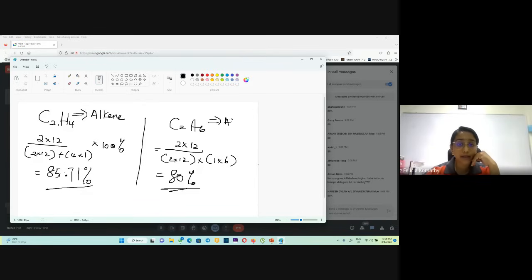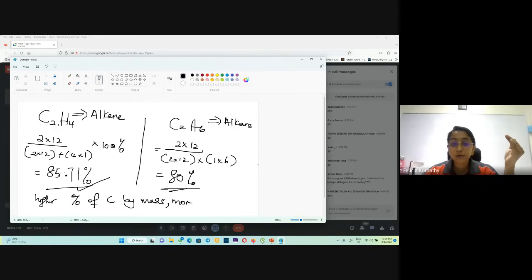This is alkane. So who having higher percentage of carbon? Alkene yang ada higher percentage of carbon kan? Because of higher percentage of carbon by mass, you have to write higher percentage of carbon by mass. Remember, because this one have higher percentage of carbon by mass, thus it produce more soot. More soot because higher percentage. You have to show this calculation. Show the calculation and then write the explanation like this. Boleh ya?